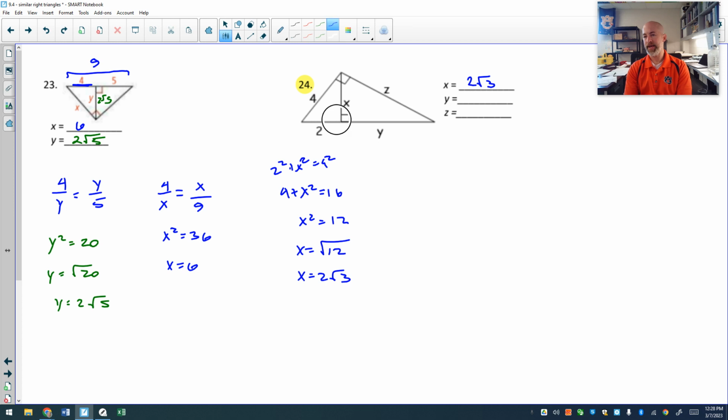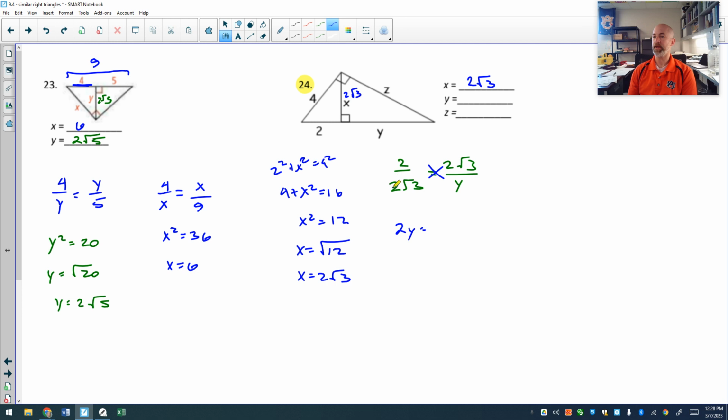And now that I have x, we have so many options here. We cannot solve for z yet. I'm going to solve for y. Our option to solve for y is, I know the altitude is the geometric mean of 2 and y. So I could say 2 over 2 root 3 is equal to 2 root 3 over y. That would work. And I can cross multiply. 2 times y is equal to 2 root 3 times 2 root 3.